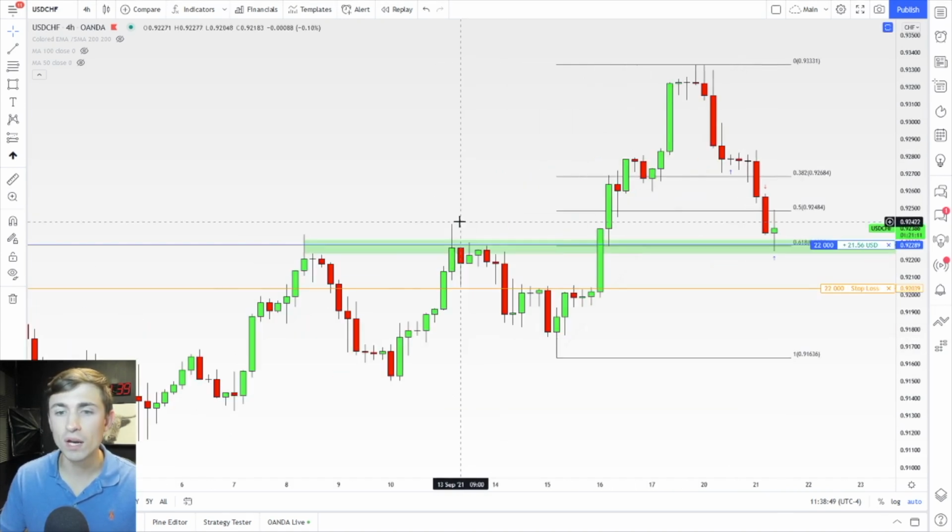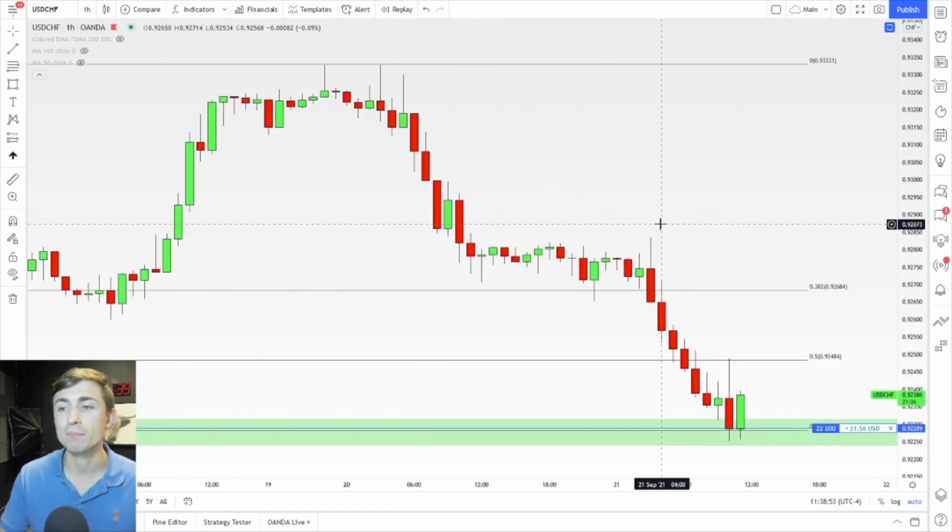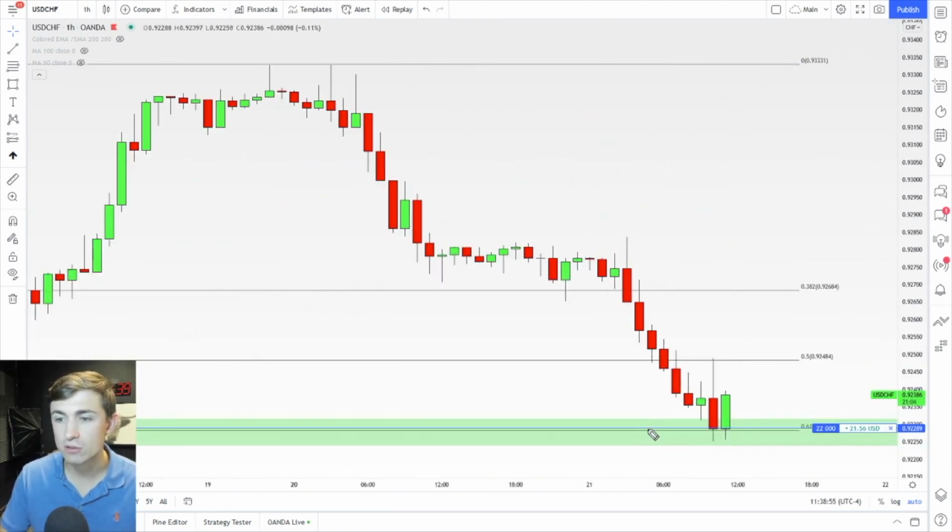Now, what I will also point out here is that if you look at the 1 hour view, it does look a bit bearish. But you can see there's my entry, and so far we're getting a bit of a reaction there on the higher time frames.